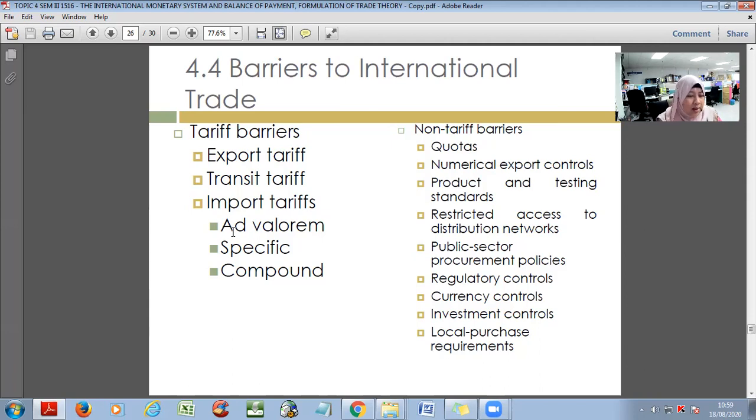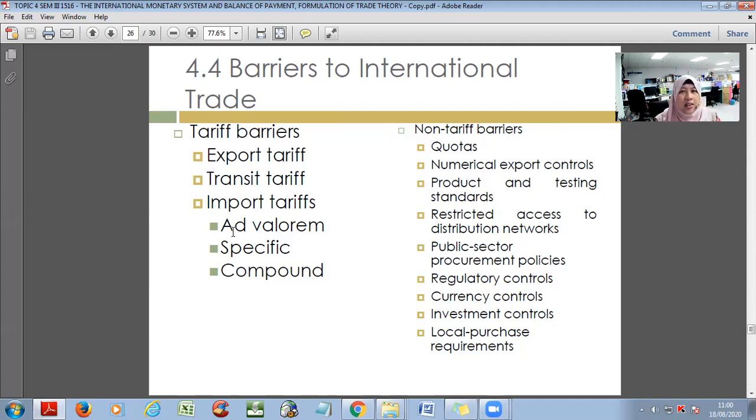Okay, so under tariff barriers, just to inform you all, we have two types. On the left side I have tariff barriers, TB, and on my right side we have non-tariff barriers, NTBs. For the tariff barriers, we have three types: export tariff, transit tariff, and import tariff. I have to mention them one by one.